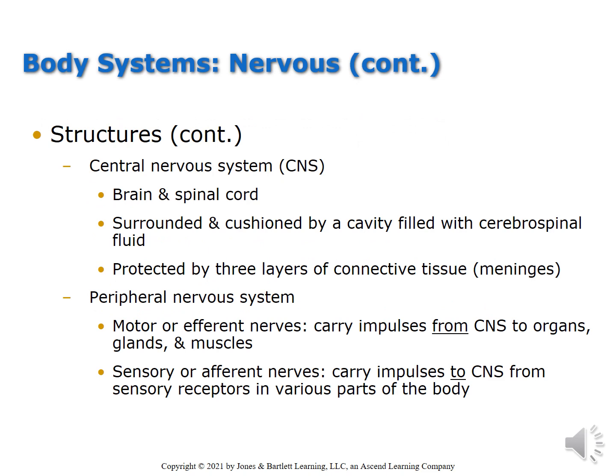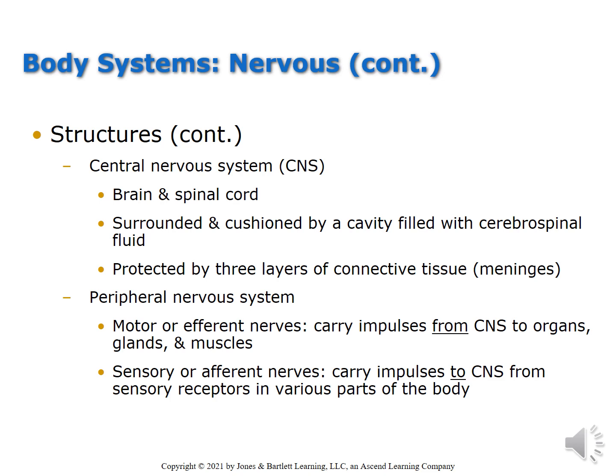Anatomically, the nervous system is composed of two parts: the central nervous system and the peripheral nervous system. We talked about the physiologic aspects, the somatic versus the autonomic. Anatomically, we can break the nervous system down into the central and peripheral nervous systems. Very simply, the central nervous system consists of the brain and the spinal cord. Those are the two organs of the central nervous system. Don't make it any more complicated than that.